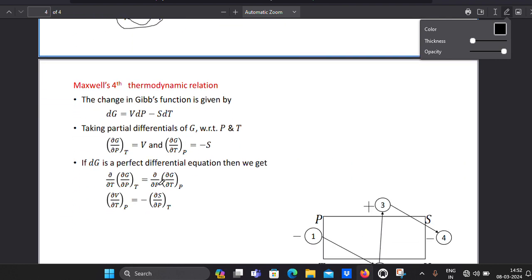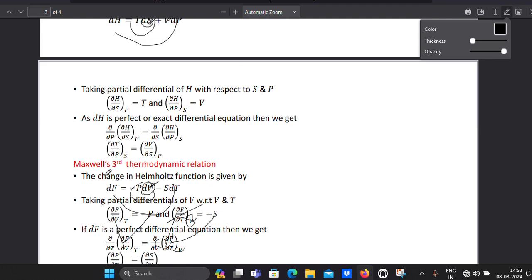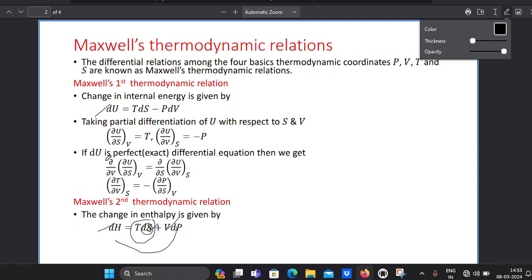Next, the last one, the fourth one. The fourth one can be obtained from the Gibbs function in thermodynamic potential. So thermodynamic potentials are important to us. If you want to understand these equations, you must learn thermodynamic potentials by heart. Now the change in Gibbs function is given by dG equals VdP minus SdT. Everywhere I have taken the change only.